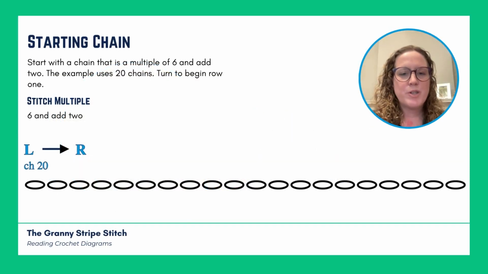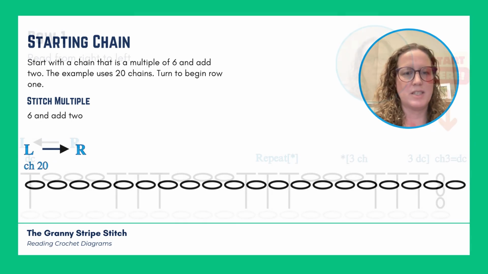When you are working crochet in rows, you are always going to start with a chain. And for any stitch pattern itself, you're going to start with a multiple, and then there will be an additional number added at the end. So I've outlined the stitch multiple here. For the granny stripe stitch, we want a multiple of 6 and add 2. So the example we are using is going to start with a chain that is a multiple of 6, and then we'll add 2 to that. We're going to use an example that is 20 chains long.